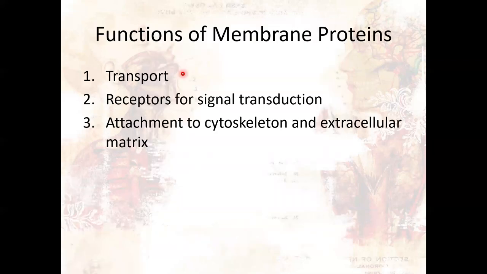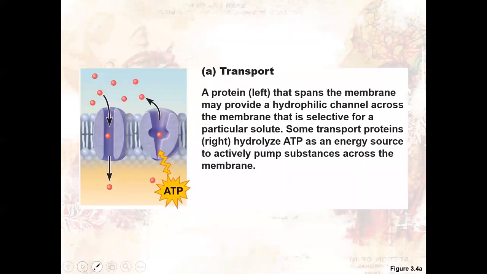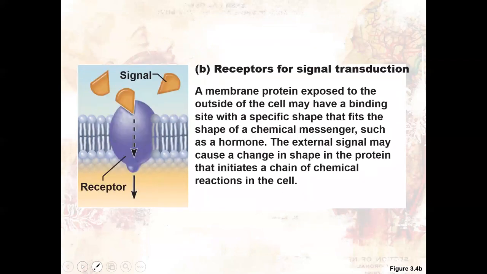Things we do. Transport. Let's look at that. Our transport. Moving something in or out of the cell. That was easy. As a receptor for a signal. Chemical signals, like neurotransmitters and hormones, are proteins. They're very specific in that tertiary shape or the three-dimensional shape of the protein, and they bind to a specific receptor protein. So there is a receptor for that signal.